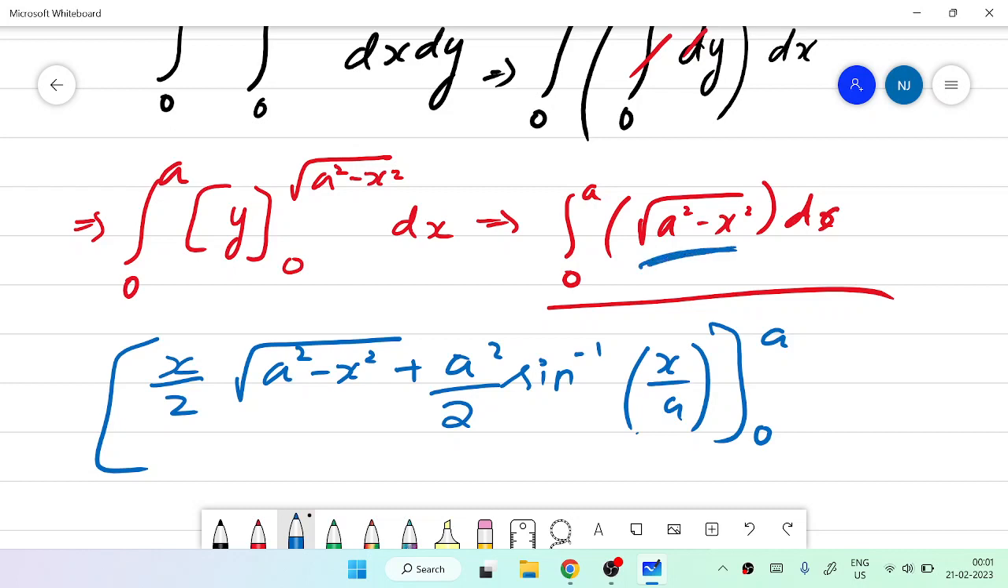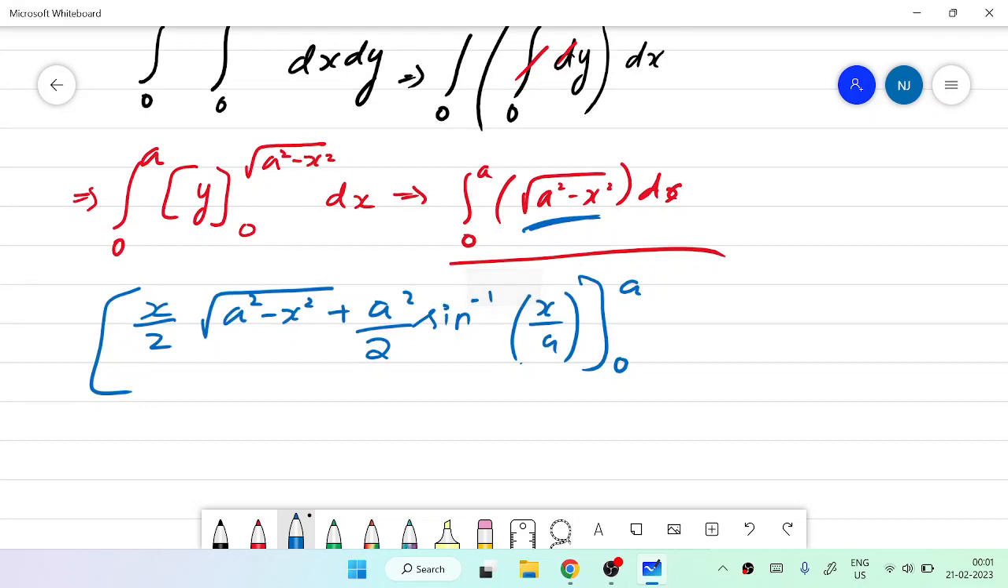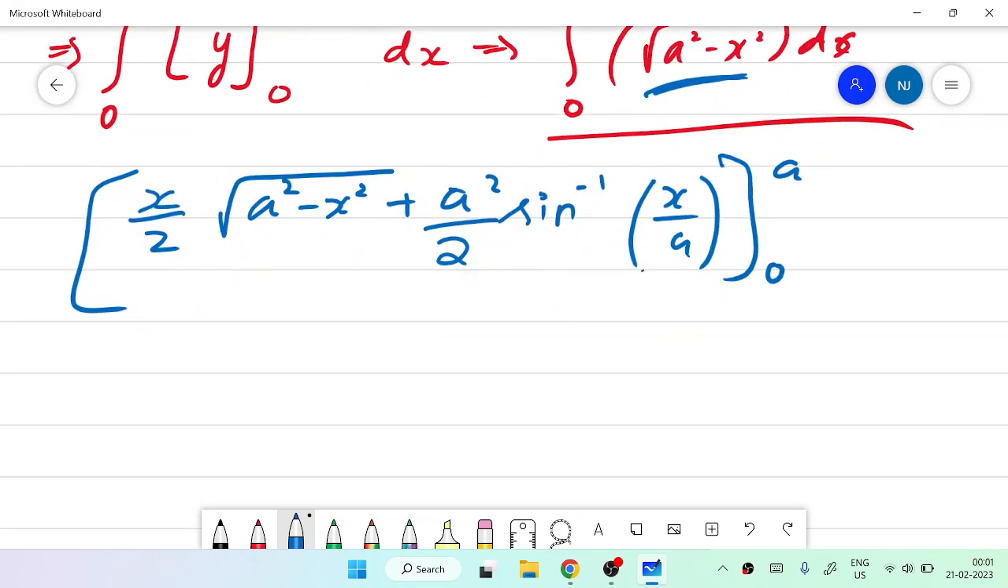Here I'm expanding through one formula. That's it. Then I'm putting the limits as 0 to a. Understood? Then what I have to do is substitute the value of a and 0 instead of x.